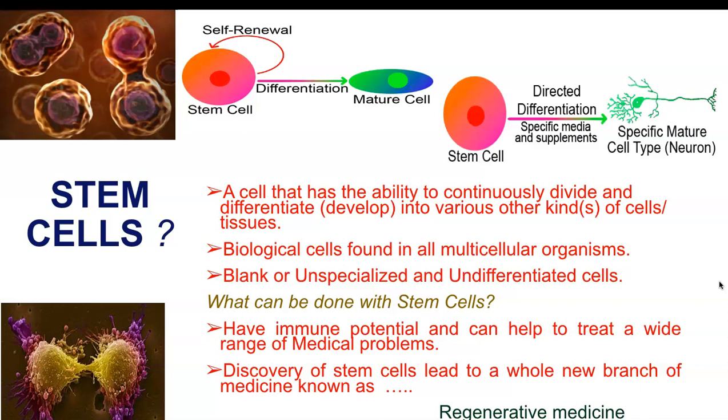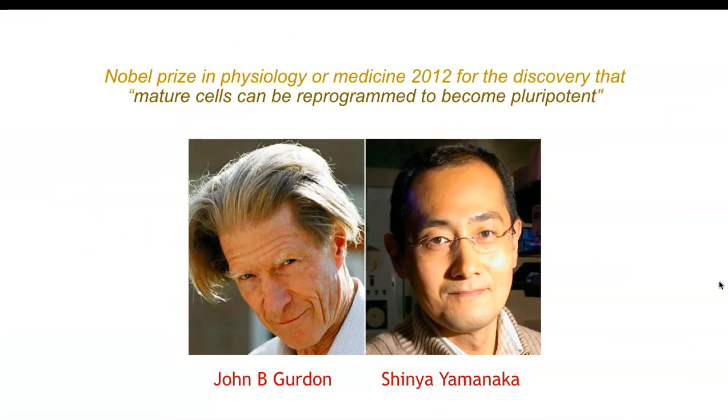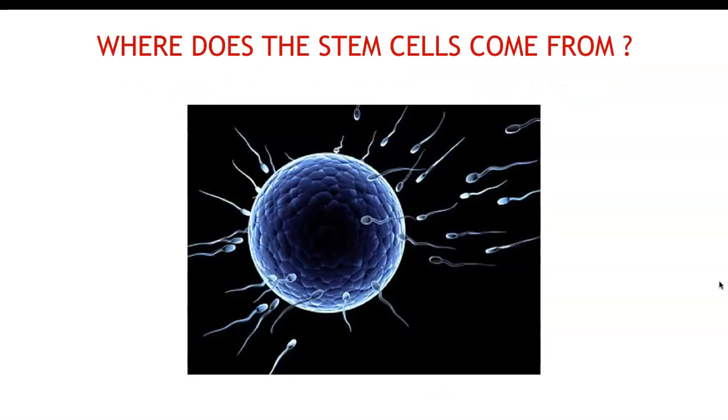These stem cells have immense potential and can help to treat a wide variety of medical problems. The discovery of these stem cells led to a whole new branch of medicine that we call regenerative medicine. John B. Gurdon and Shinya Yamanaka got the Nobel Prize in 2012 in physiology or medicine for the discovery that these mature cells can be reprogrammed and become pluripotent.